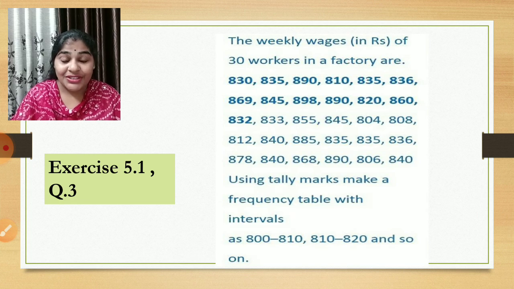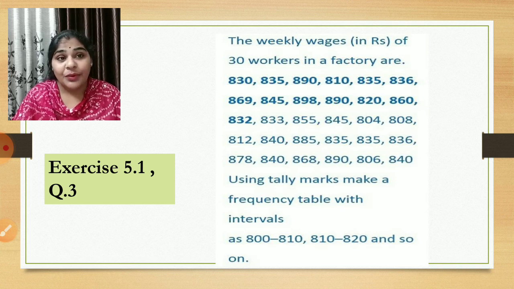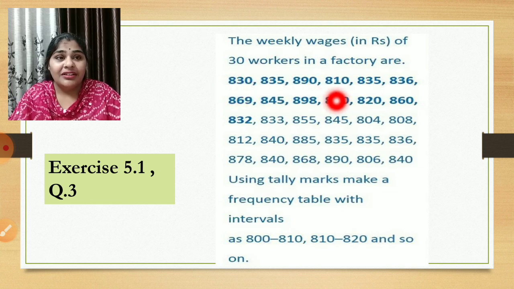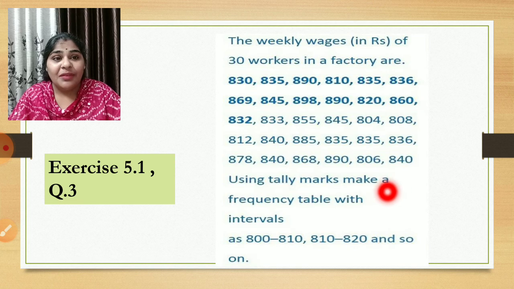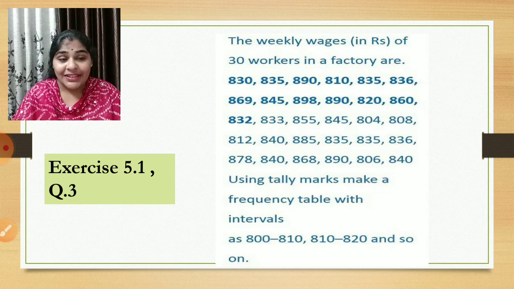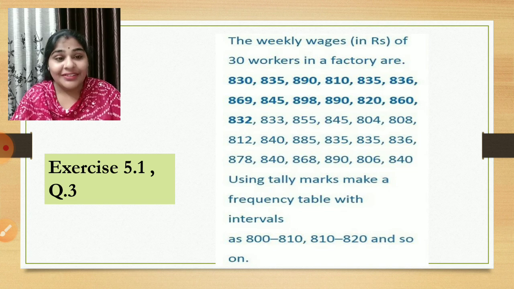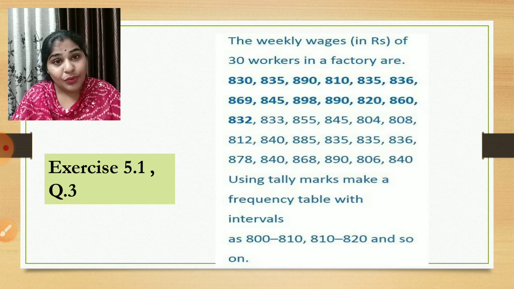Coming to the next question, that is Exercise 5.1 question number 3. The weekly wages in rupees of 30 workers in a factory are given over here. Using tally marks, make a frequency table with intervals as 800 to 810, 810 to 820, and so on.